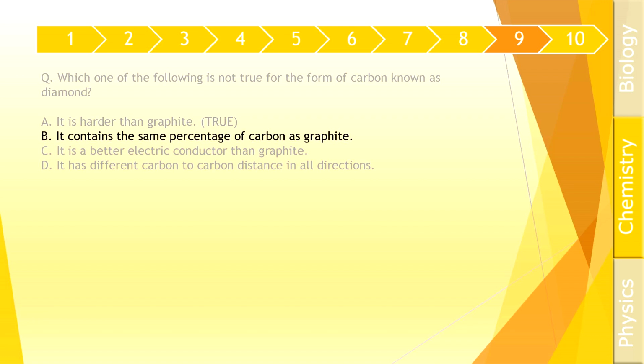For the second option, we know that diamond is nothing but carbon atoms. Thus, it has 100% carbon. The same is true for graphite also. For both, the percentage of carbon is 100. This renders the statement to be true.